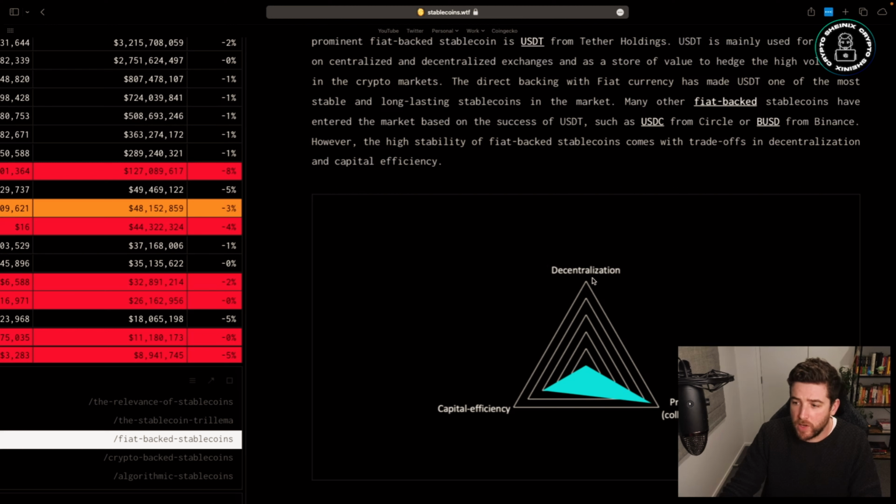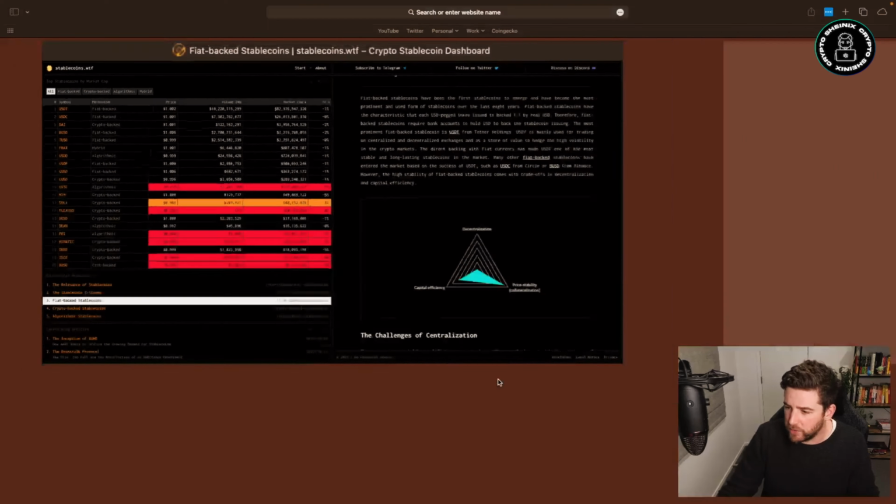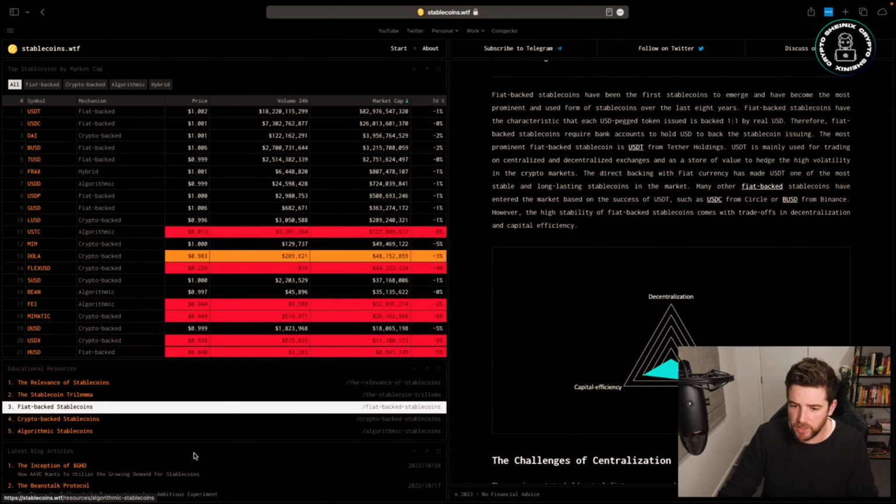So it's low in decentralization because we depend on a central entity, but it is really good on price stability because obviously there is always $1 backing up a stablecoin linked to the dollar, and it is somewhat good in capital efficiency because you only need $1 in your bank to guarantee one token that represents that dollar. So more or less they are good capital efficient coins.